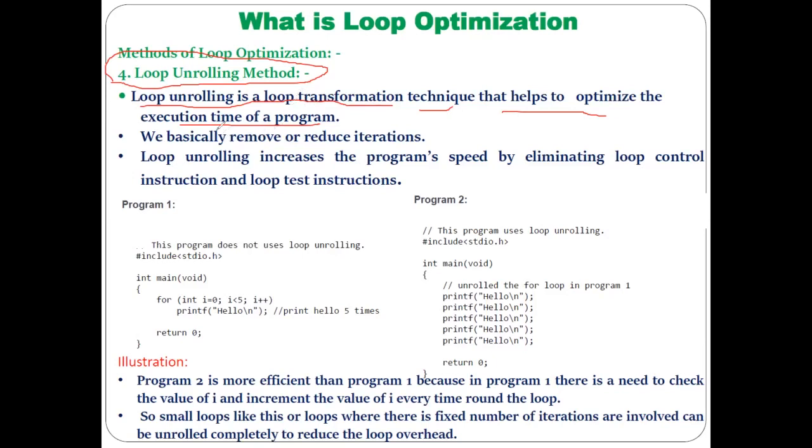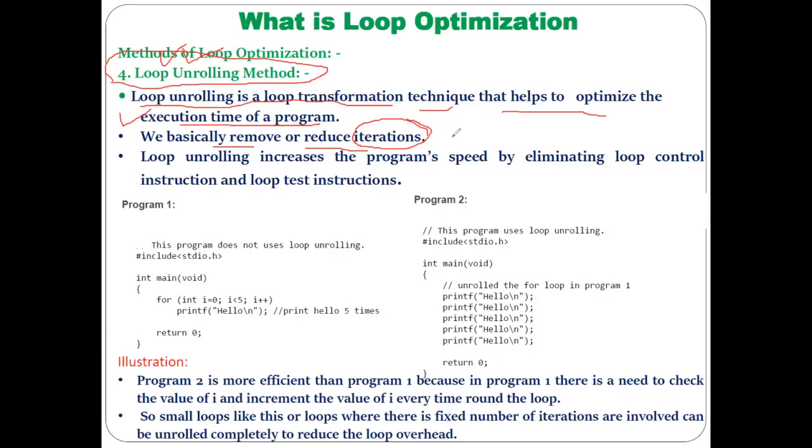So what exactly is done in loop unrolling? Loop unrolling is basically removing or reducing the iterations. That is called loop unrolling. Removing or reducing the iterations, and through that improving the execution speed of the program, improving the efficiency of the program and the compiler. That is what is done through the loop unrolling method.